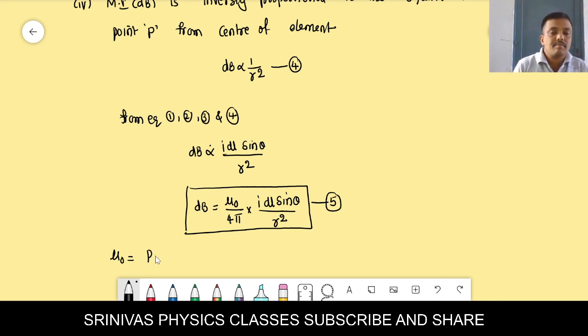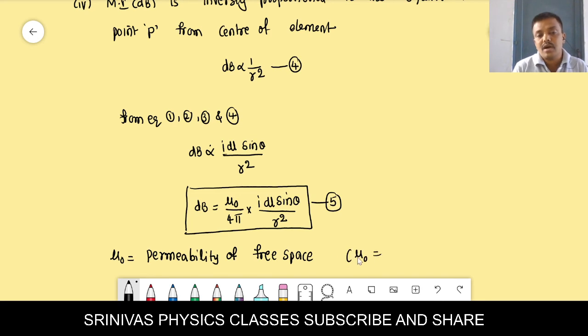Mu naught is the permeability of free space. Every constant has some name, and every constant also has some value. Here the mu naught value is 4 pi into 10 to the power of minus 7, and the unit is Henry per meter.